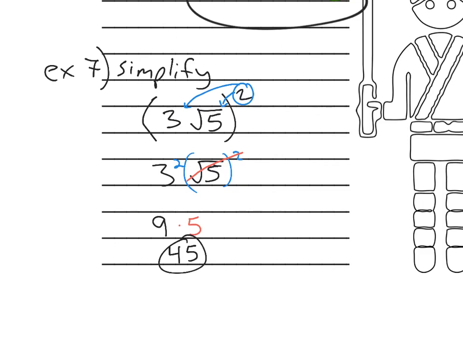Now, another way to think about it is there's 2 copies of the inside part here. So if we write it another way, we can see this happening. 3 root 5 times 3 root 5. So we can see the 9 right there. And then the root 5 times root 5 is 25, but we know that's going to be a 5 on the outside. And there's that 5 right there.